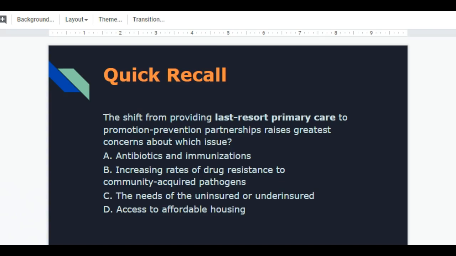So I agree, all of these, A, B, C, D, are all important issues. The public health shift from being the primary care provider of last resort to developing partnerships to meet the health promotion and disease prevention needs of a population has raised particular concerns about available health care for the uninsured or underinsured.